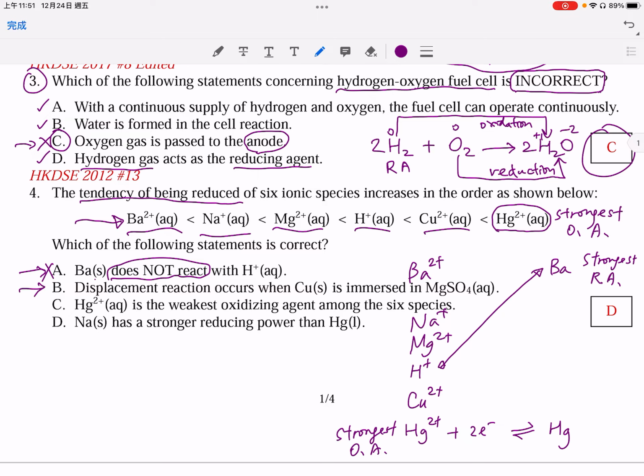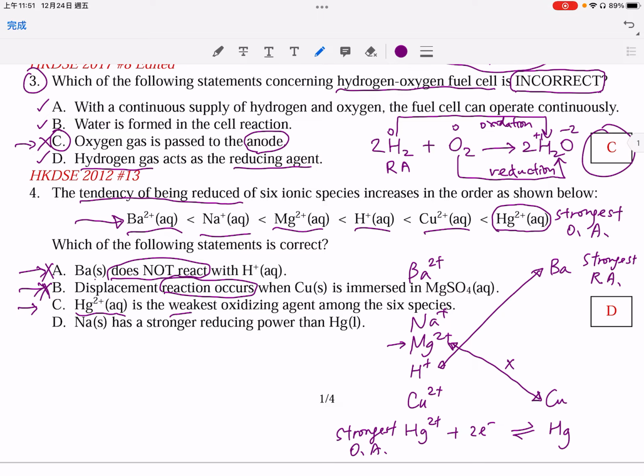Option B. Displacement reaction occurs when copper is immersed in MgSO4(aq). MgSO4(aq) is here. Cu is here. So MgSO4 mixed with Cu, for such a combination, there should be no reaction, but the statement said reaction occurs. Therefore, incorrect statement. How about option C?